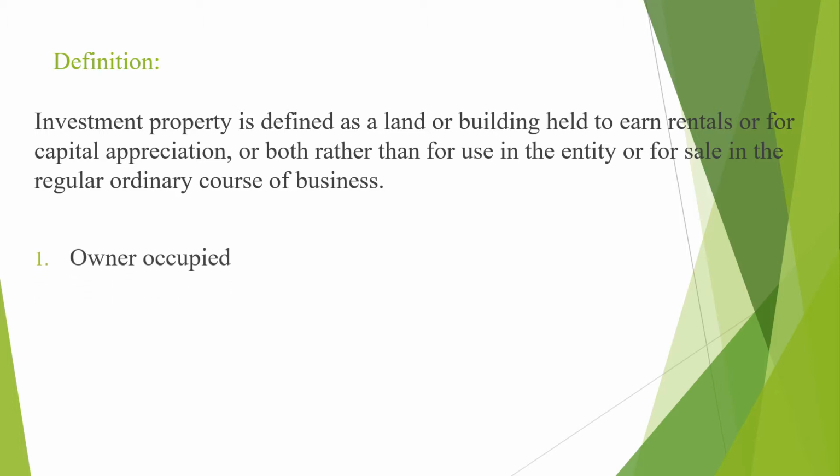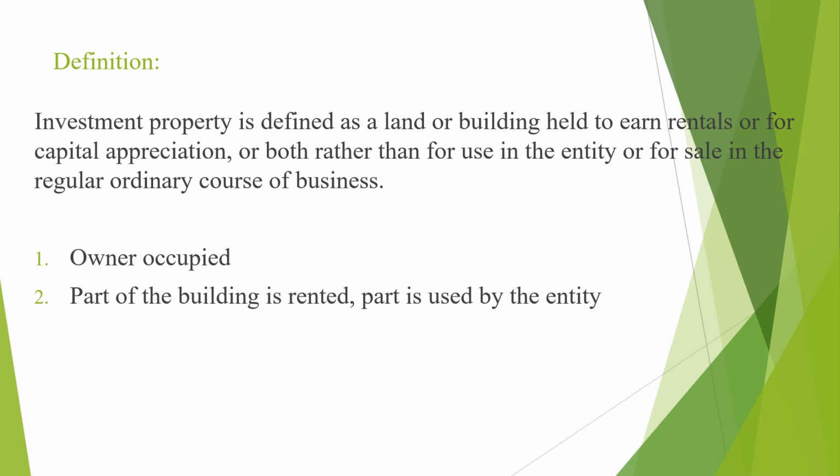Now there are certain categories which you need to understand. Owner occupied property will be excluded from this definition as per IAS 40. If there is a multi-story building and part of the building is occupied by the entity and part is rented out, this building will be accounted in two different ways. The part occupied by the entity will be accounted for as per IAS 16 property, plant and equipment, and the floors which are rented out will come under the purview of IAS 40 investment property.